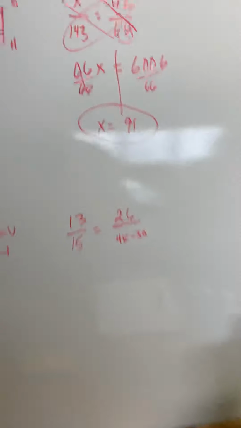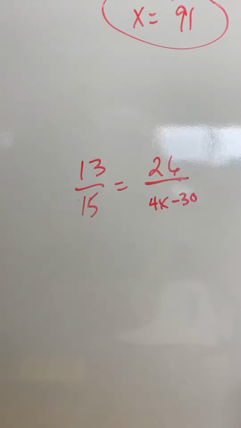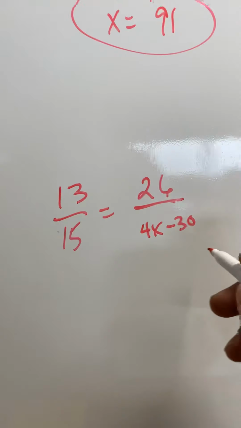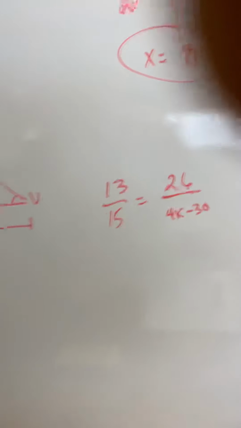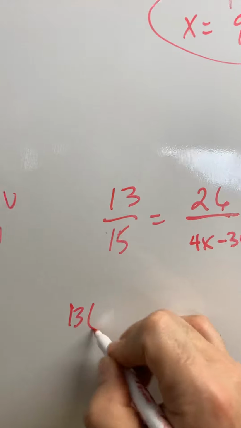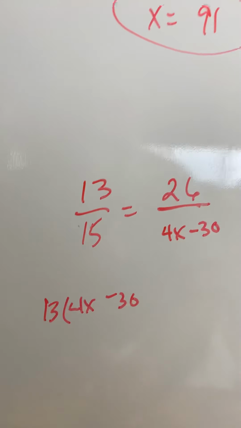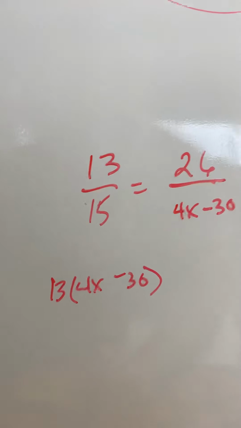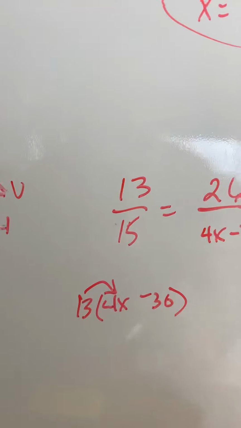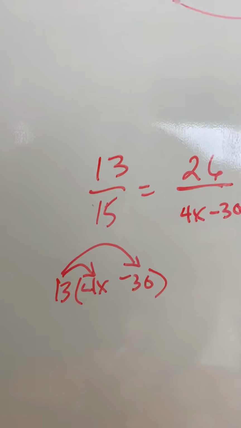Okay? So now what we have to do is we have to try to remember what we have to do with an expression. Well, you have to take 13 and you have to multiply it by 4x minus 30. So that means 13 times 4x minus 30. End the parentheses. So now I just have to do that process called distributing. I'm going to distribute my 13 by multiplication to both.